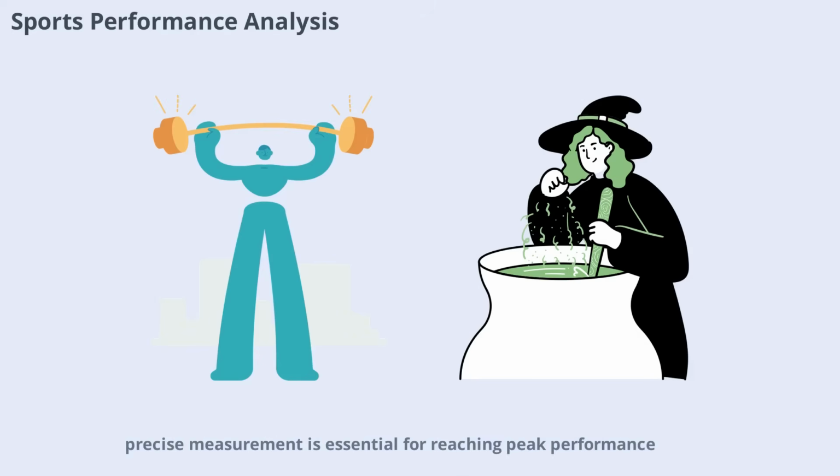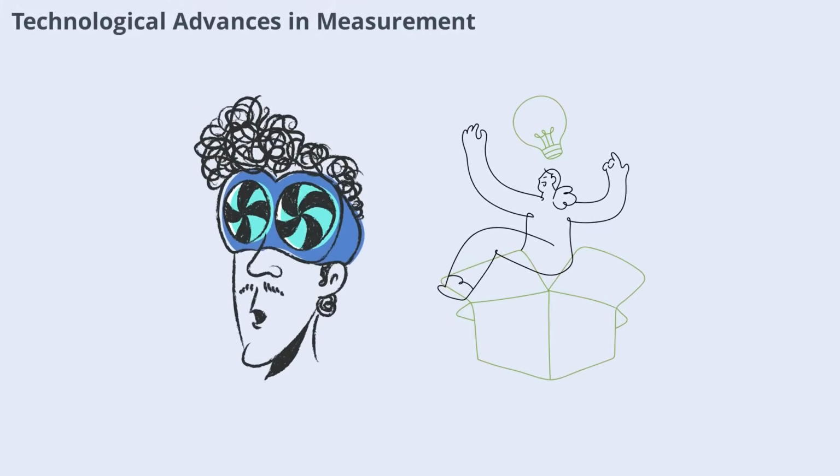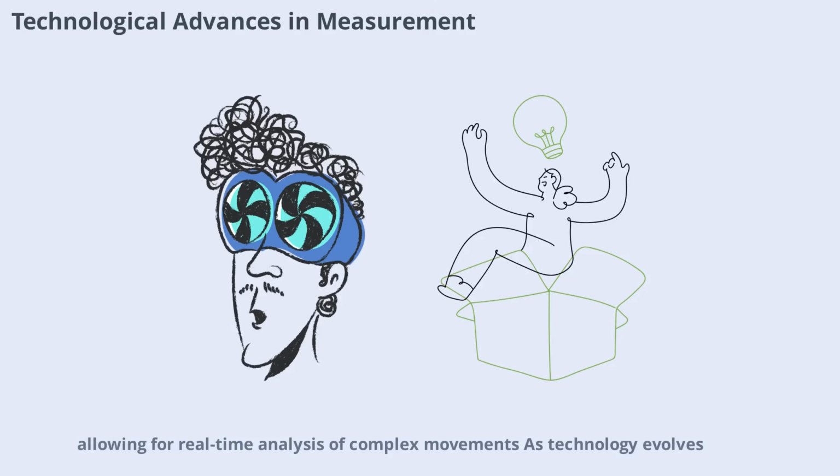for reaching peak performance. While goniometers remain widely used, technology has introduced new ways to measure angles, such as motion capture systems and wearable sensors. These tools provide more detailed and dynamic data, allowing for real-time analysis of complex movements. As technology evolves, our ability to understand and improve human movement continues to grow.